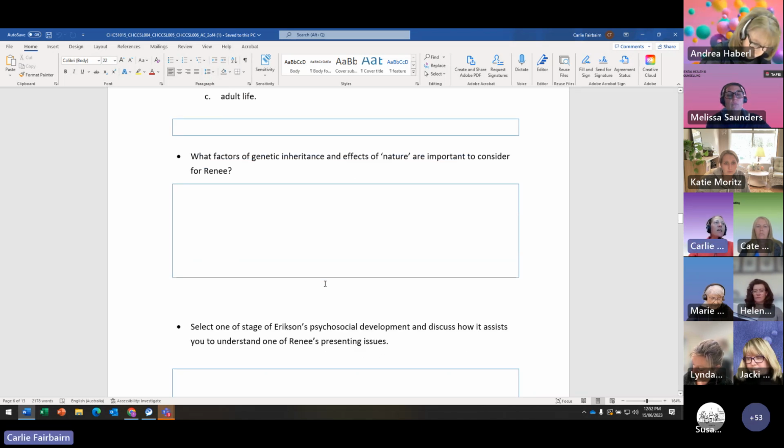What factors of genetic inheritance and effects of nature are important to consider for Renee? So what do you know about her child, about nature and the impact it's having on Renee? So in terms of her parents, what do we know about them? What could possibly be passed down to Renee from that environment or through genetics?